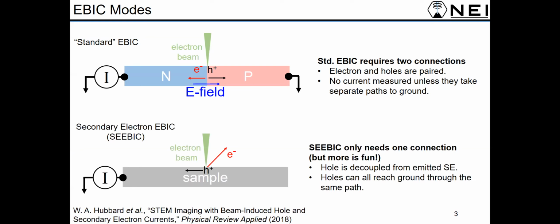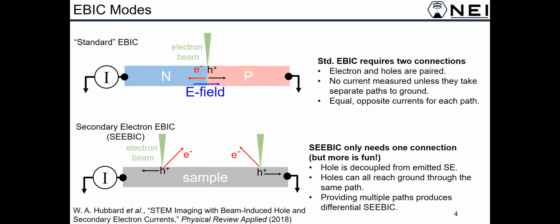So while only one connection is required, we can connect multiple connections to ground to a device, and then we get something that we refer to as differential SEEBIC contrast. And the idea here is if there are multiple ways for these holes to get to ground, they will preferentially choose paths to ground that are easier. And this is where SEEBIC starts to give us an idea of the conductive landscape of our sample.